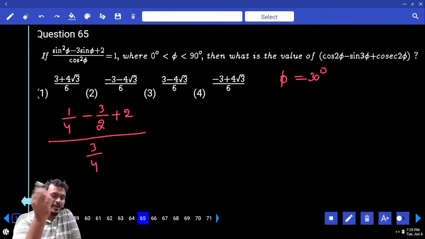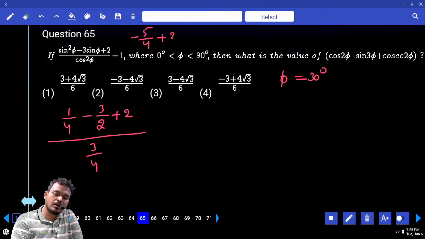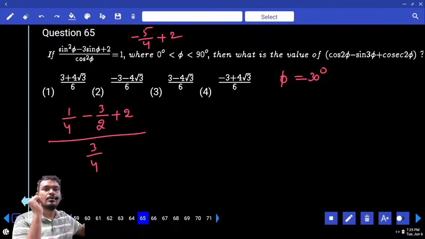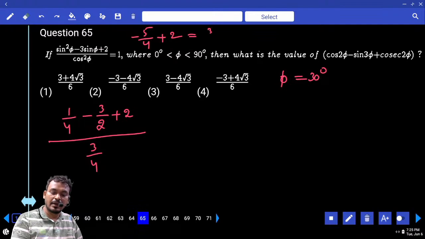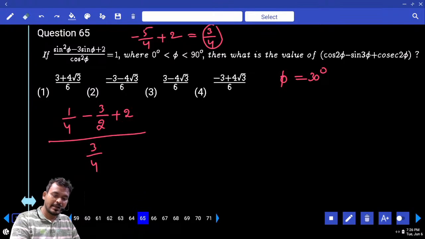Nothing but LCM 4. 1, 2 how many times? 2 times. 2 3 the 6. 1 minus 6, minus 5, over 4, plus 2. 4 and 2 LCM 4. 4 how many times? 1 time. 2, 2 times. 2 3 the 6. Minus 6 plus 1, minus 5 by 4 plus 2. What value are we getting? 3 by 4. Numerator 3 by 4, denominator also 3 by 4. That is equal to 1. Right hand side value is 1.